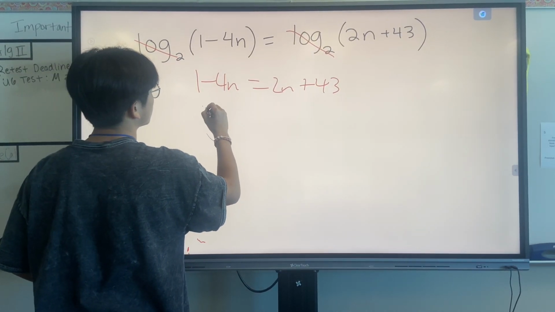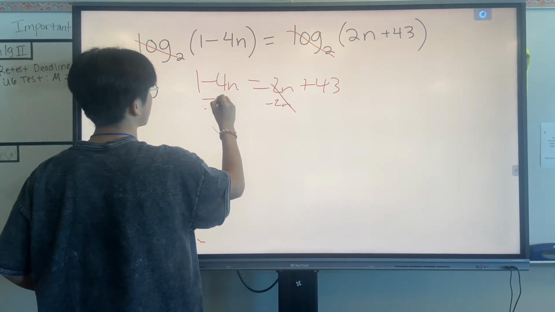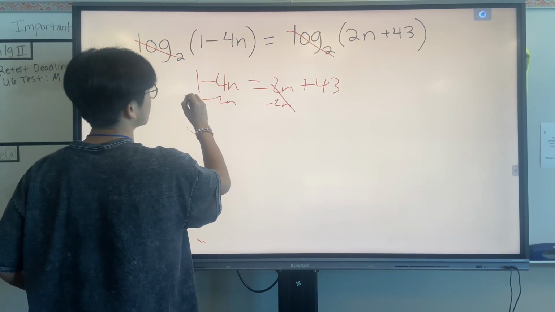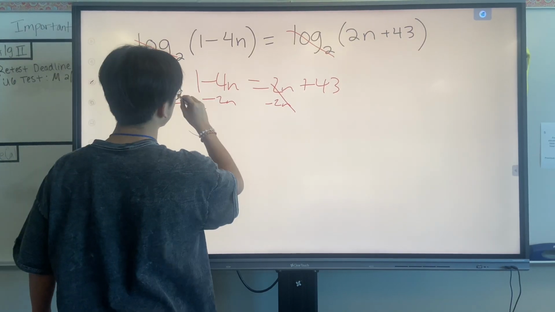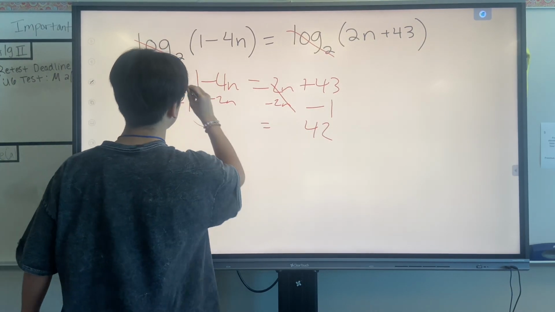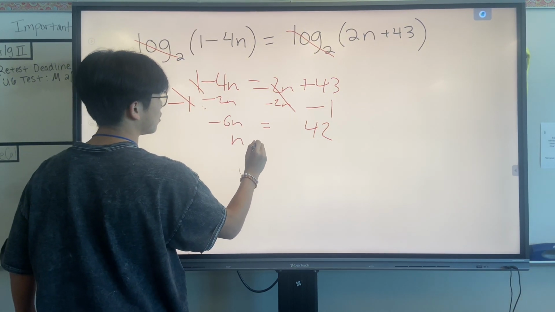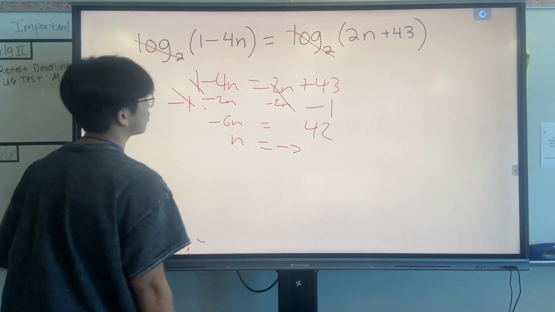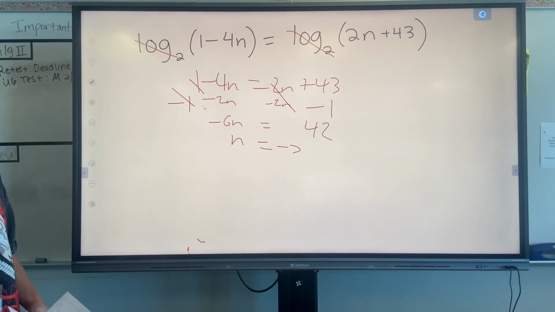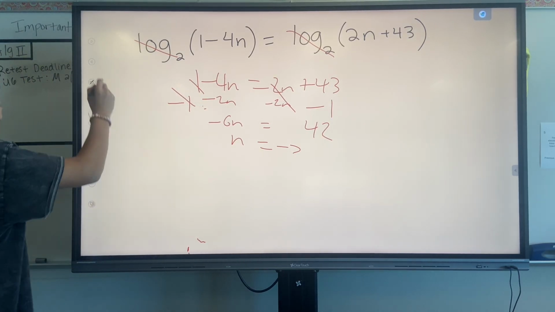And then you just solve. So minus 2n, and then minus 1. And then you're left with n equals -7. Okay, did y'all get that? Yes. Alright, so that's easy.